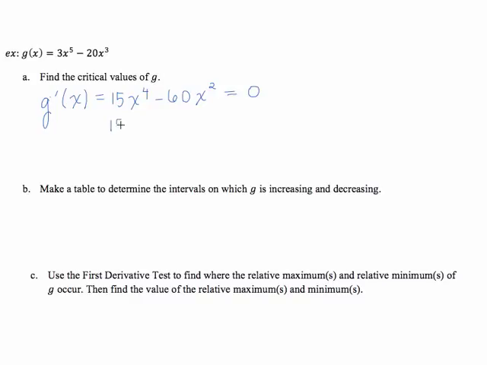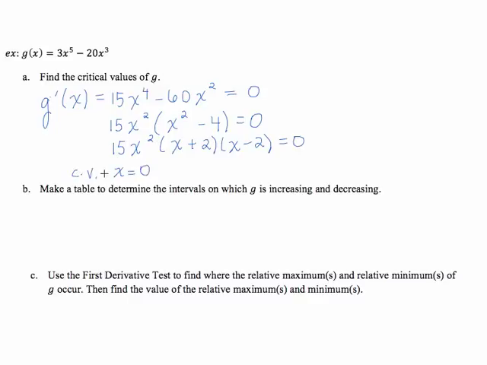And we can factor a 15x squared out of the left side of that equation, which would leave us with x squared minus 4. And that factors even further into x plus 2 times x minus 2, since it's a difference of squares. So then we can set each of these three factors equal to 0. When we set 15x squared equal to 0, we get x equals 0 as a critical value. When we set x plus 2 equal to 0, we get negative 2. And when we set x minus 2 equal to 0, we get positive 2. So there are three critical values: 0, negative 2, and positive 2.